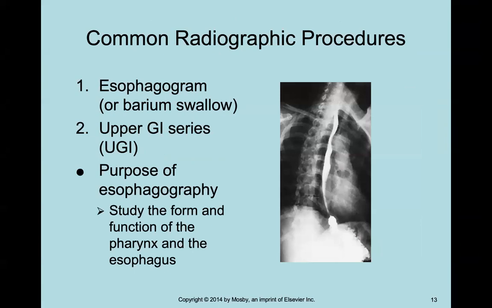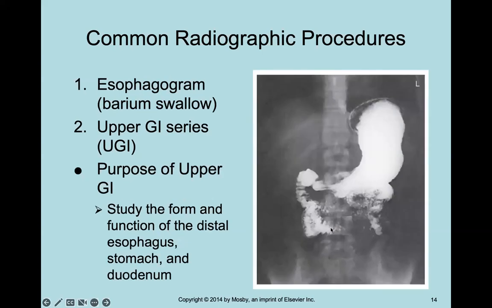So the common radiographic procedures for the upper gastrointestinal system are esophagrams. So an image or an exam or study of the form and function of the pharynx and the esophagus. So what we're looking at here is the esophagus filled with contrast media. Again, this is an oblique, right? Because if we're looking at the spine, and you can look at the clavicles, this patient is rotated. This is an oblique. We also have, this is an image of an upper GI exam. Okay, this is the stomach.